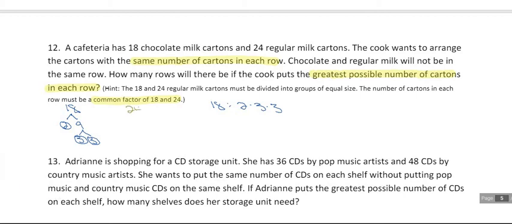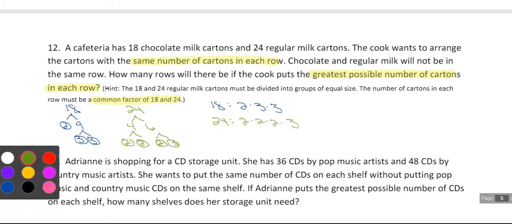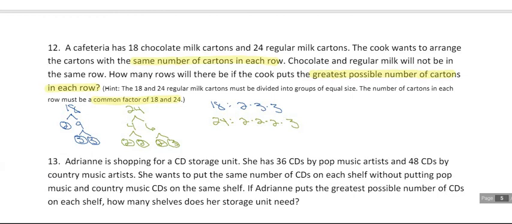24, the factor tree. Let's go 4 times 6. And 4 is 2 times 2. 6 is 2 times 3. So 24's prime factorization is 2 times 2 times 2 times 3. So what do they have in common? They've got a 2, and they've got a pair of 3's. So our GCF here is 2 times 3, which is 6.